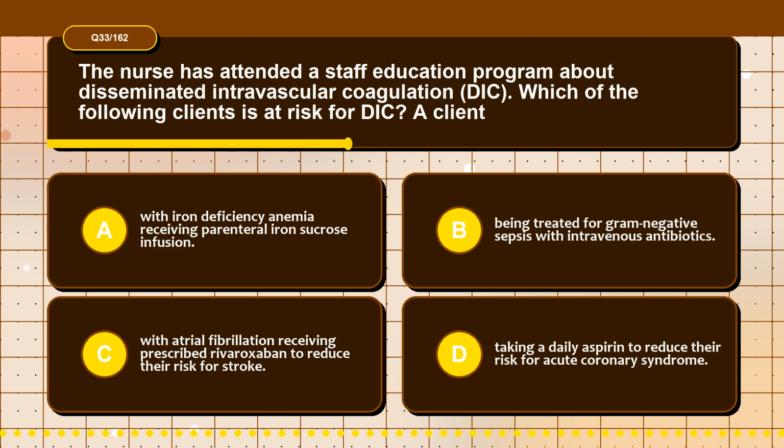Option A with iron deficiency anemia receiving parenteral iron sucrose infusion. Option B being treated for gram-negative sepsis with intravenous antibiotics. Option C with atrial fibrillation receiving prescribed rivaroxaban to reduce the risk for stroke. Option D taking a daily aspirin to reduce their risk for acute coronary syndrome.